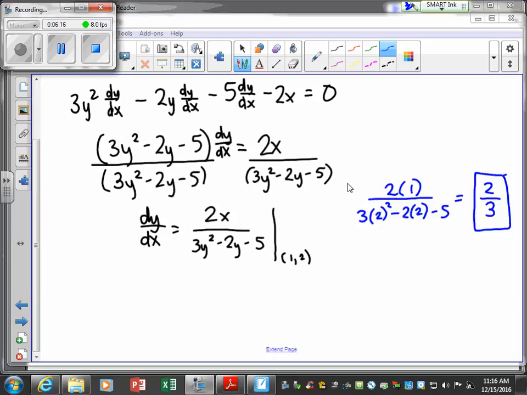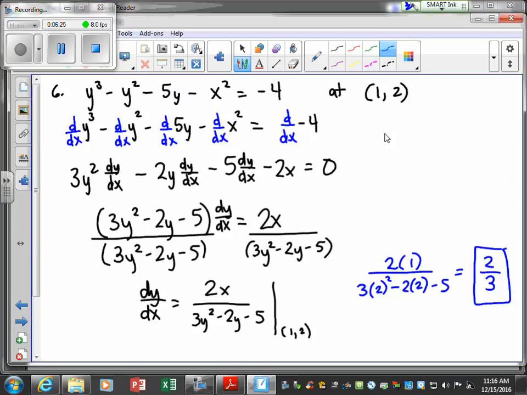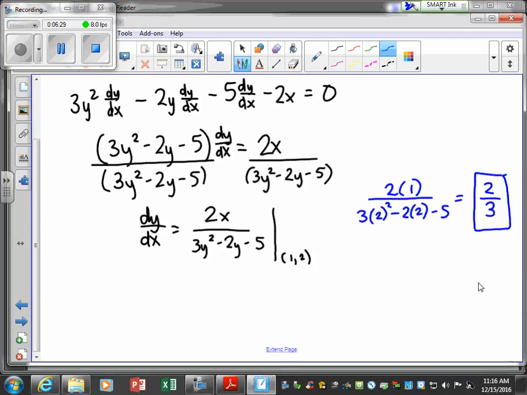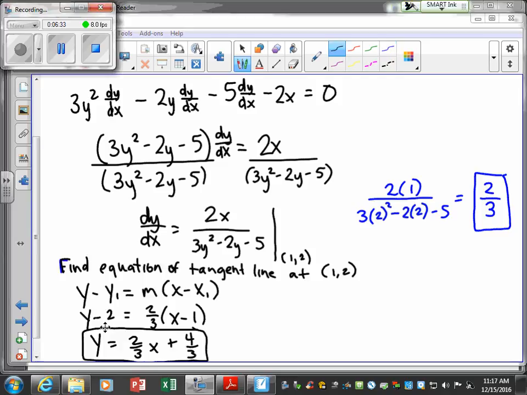Now I could extend this a little further to what we've been doing. If this is my slope, find the equation for the tangent line at that point (1, 2). So this is the slope at (1, 2). If they ask us to find the equation for the tangent line, we can do what we've done previously: y minus y1 equals m times (x minus x1), using (1, 2) as our x1, y1 and 2/3 as our slope. It would simplify to y equals 2/3 x plus 4/3.